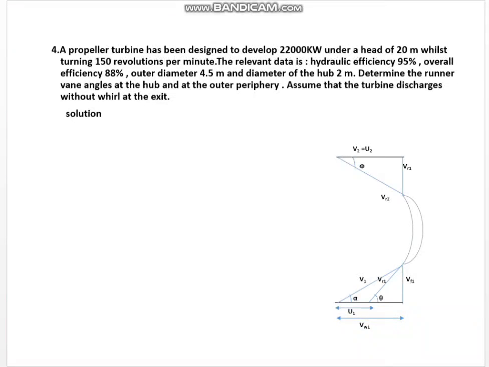Now, as given in the velocity diagram, Vw2 is the whirl velocity at outlet, Vw1 is the whirl velocity at inlet, U1 is the mean blade speed, V1 is the velocity of jet at inlet, Vf1 is the flow velocity at inlet. We have to find the angle theta, that is the blade angle for inlet and outlet. Now, as Vw2 is equal to 0, so V2 is equal to Vf2 as shown in the diagram.